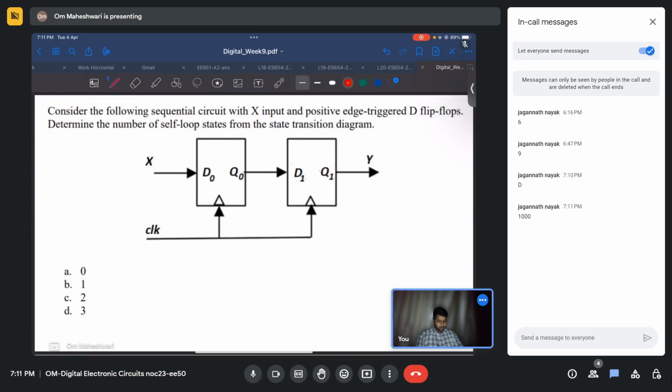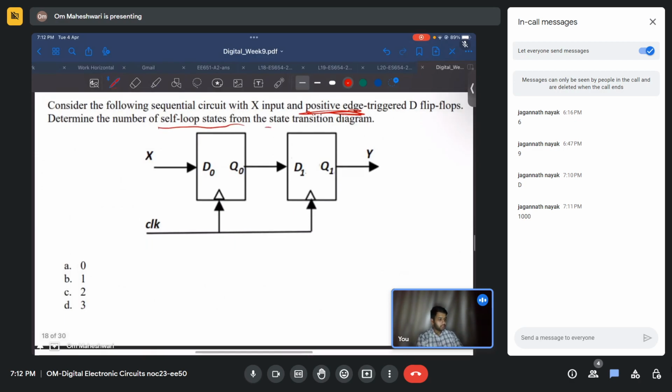Okay, now this question. Please go through it once. Consider the following sequential circuit with X input and positive edge trigger D flip-flop. So positive edge trigger D flip-flop and determine the number of self-loop states. So self-loop and state transition diagram. Okay, so we have to make the state diagram for this, right?